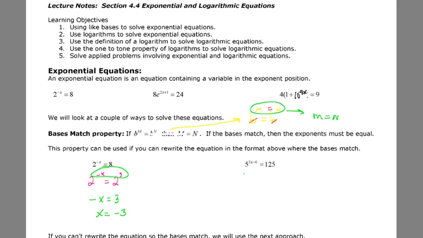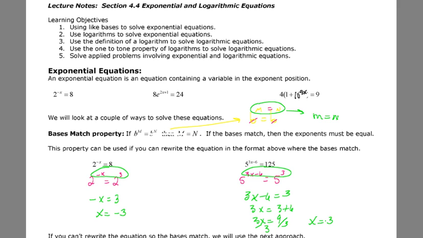Same thing over here. I see that the 125 and the 5 have a relationship where the 5 is just 5 to the 3x minus 6, but 125 can be written as 5 cubed. If I can write it where the bases match, again, it must follow that the two exponents would have to be equal to each other. The exponent 3x minus 6 equal to the exponent of 3 is a very simple equation to solve when we add 6 and then divide by 3. So x is equal to 3 in this case.